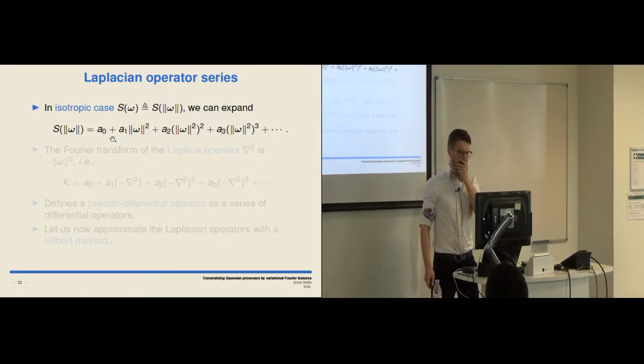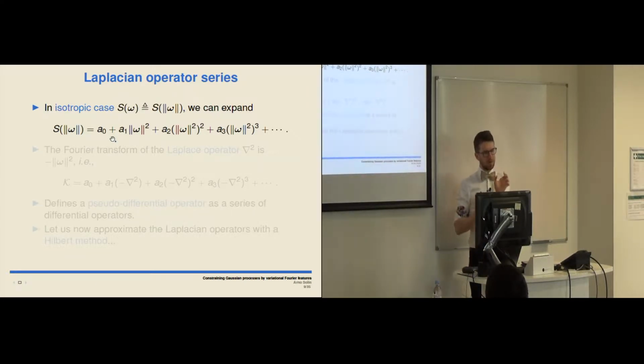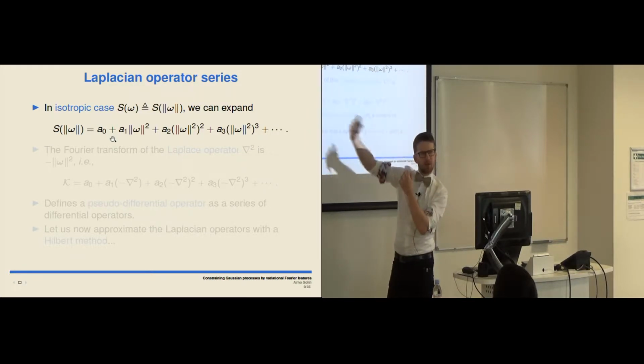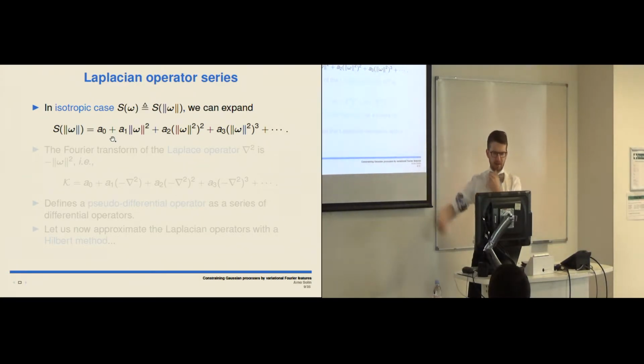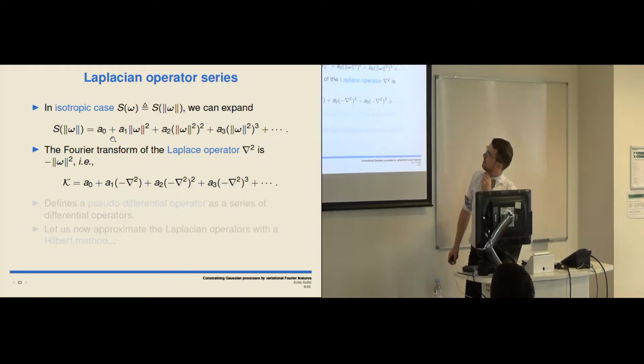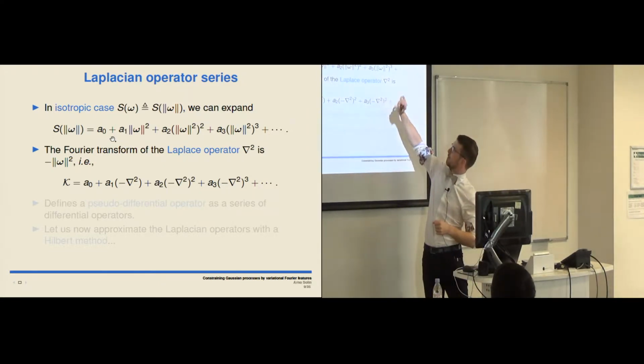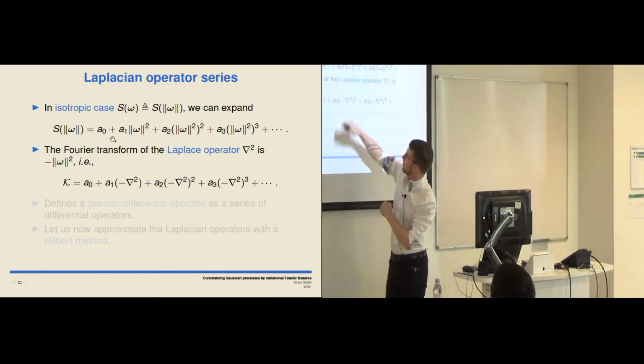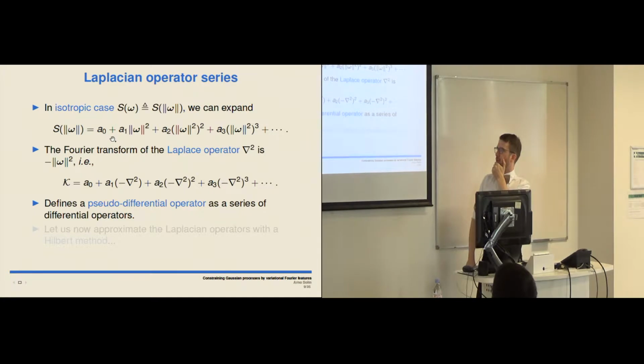Then again, if we think of expanding the spectral density function in terms of a series, and then if you look at the series here, you have these omegas, which is the spectral variable here. And then if you go back to your Maths 101 or something like that, you might recall that this is the Fourier transform of the Laplacian, the Laplace operator, the second derivative in 1D. So then if we plug that in here, we actually have the pseudo-differential operator as a series of several differential operators here.